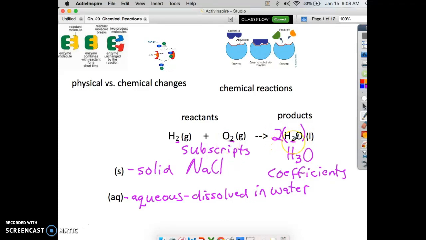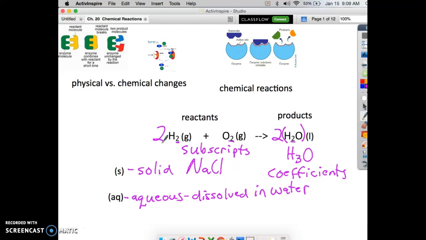Unfortunately, now we have 4 hydrogens, so we have to go back over here and put a 2 here. So we have a total of 4 hydrogens, and over here we have 4 hydrogens. We have 2 oxygens and 2 oxygens. So for hydrogen and oxygen to combine and make water, which they do, you would have to have twice as many molecules of hydrogen as oxygen in order to make it come out even. And that's what the coefficients do.